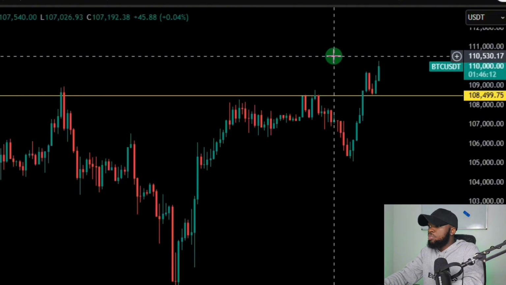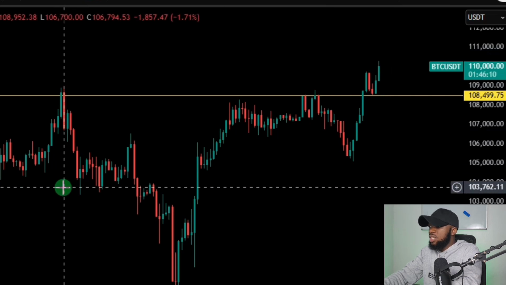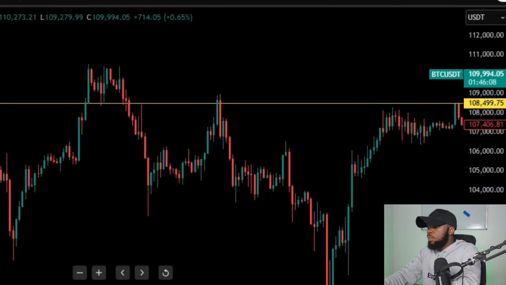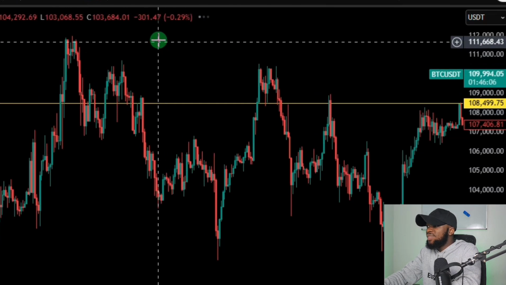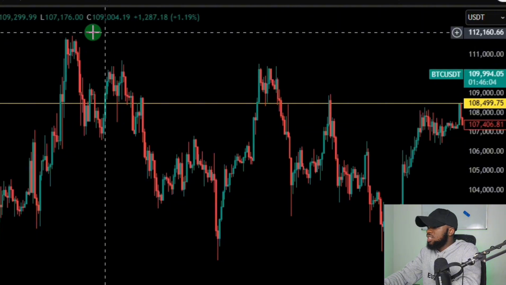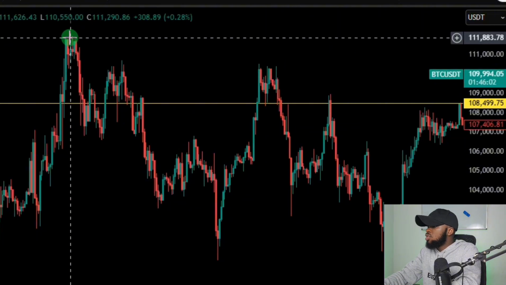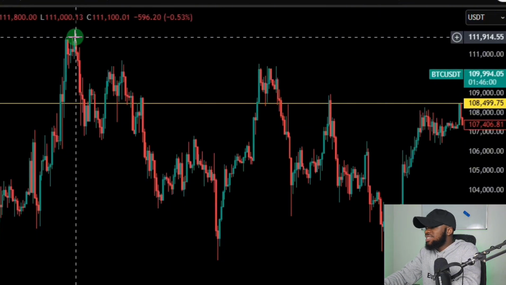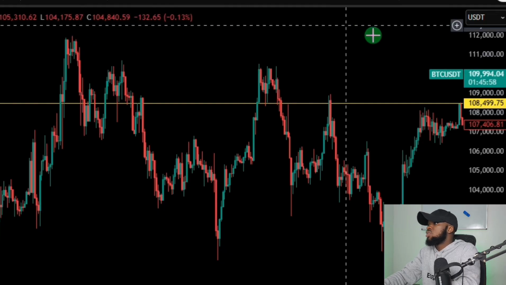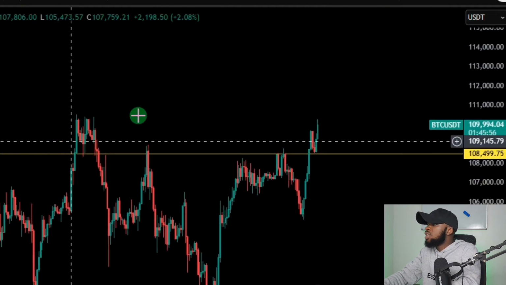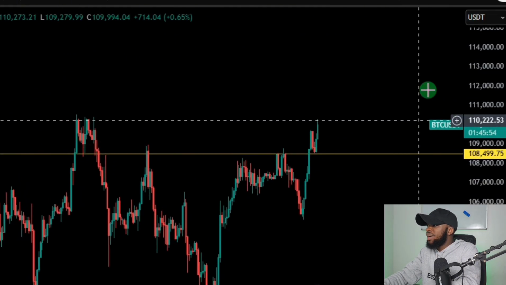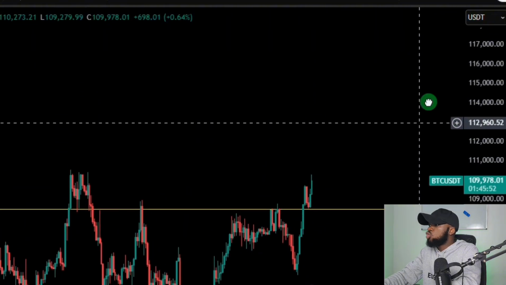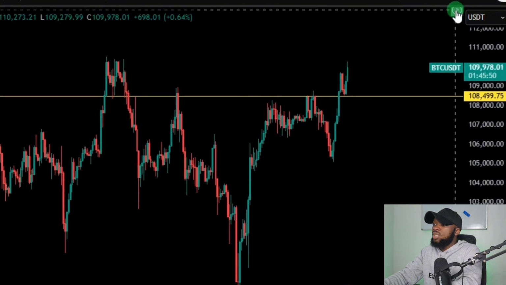We are yet to take out the previous resistance, which was around $111,000 for the price of BTC. So the moment we are able to take that resistance out and flip it into a support, then we should expect a further price move to around 115K to 120K for the price of BTC.